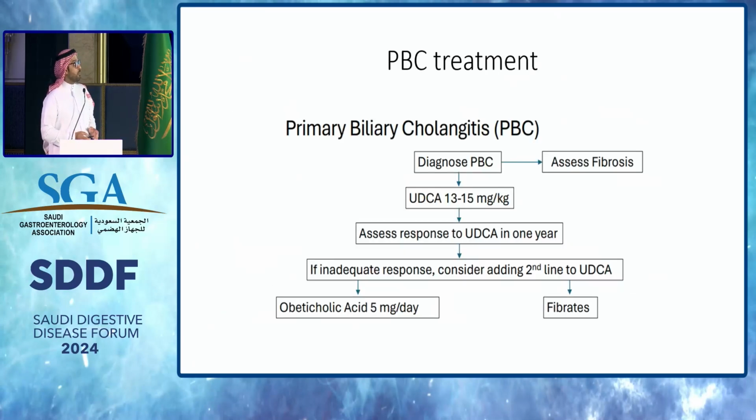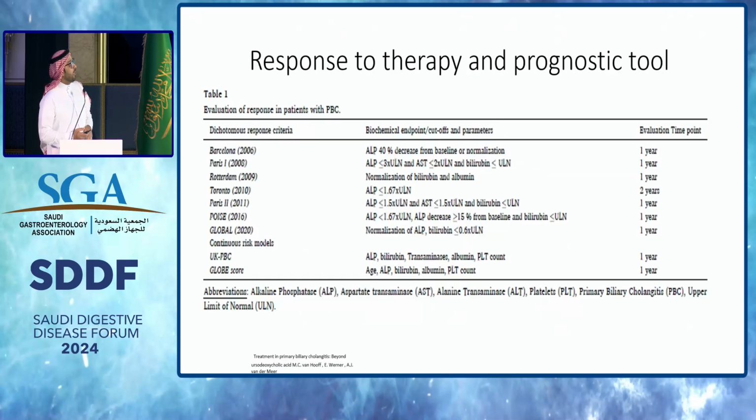I guess this is the current paradigm of PBC treatment. Diagnose them, start them on ursodiol, wait for a year, and then monitor their response. The response you want them to have is ALP reduction. If they do not have, or if they have an inadequate response, then you can use obeticholic acid or fibrates. These are some of the prognostic tools we use in PBC.